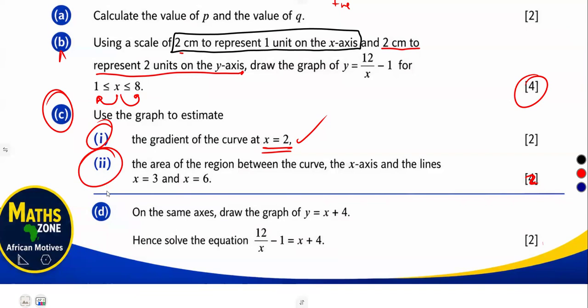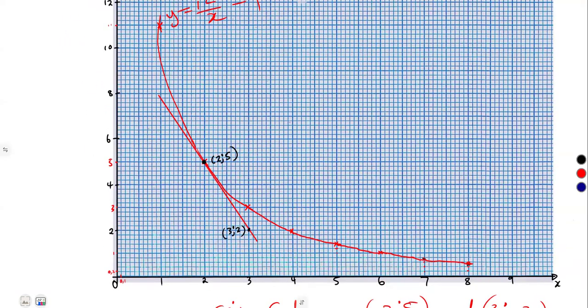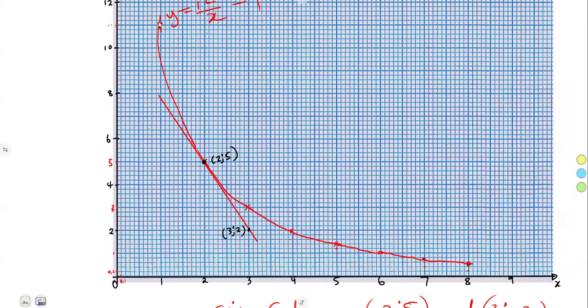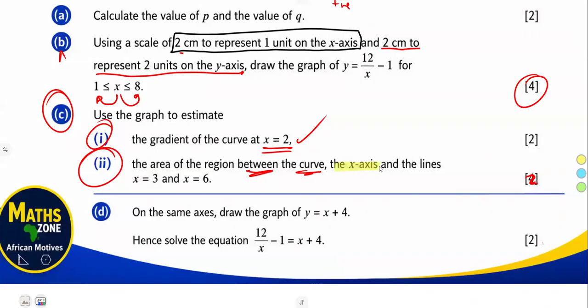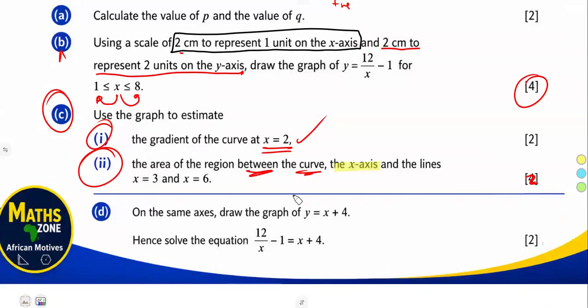Then the area on item 2, the area of the region between the curve. So we have the curve that we are given here, and the curve must be included. So we need the area between this curve and the x-axis. We must have the x-axis in our area. The x-axis must be included.